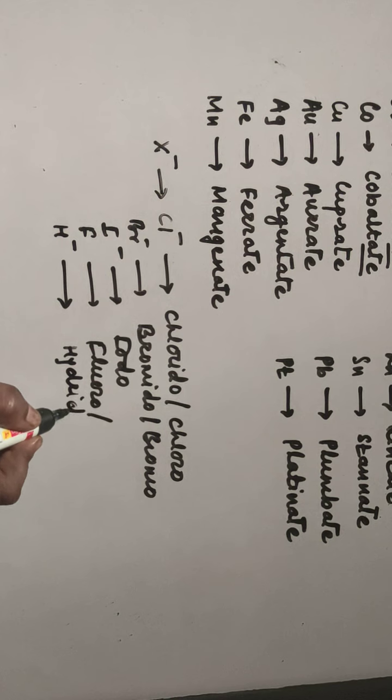Then one more is there, H minus. This H minus is formed in metal hydrides. Metal always acquires positive charge, so H acquires negative charge. So H minus is your hydrido ion, hydride, so it is the hydrido name.